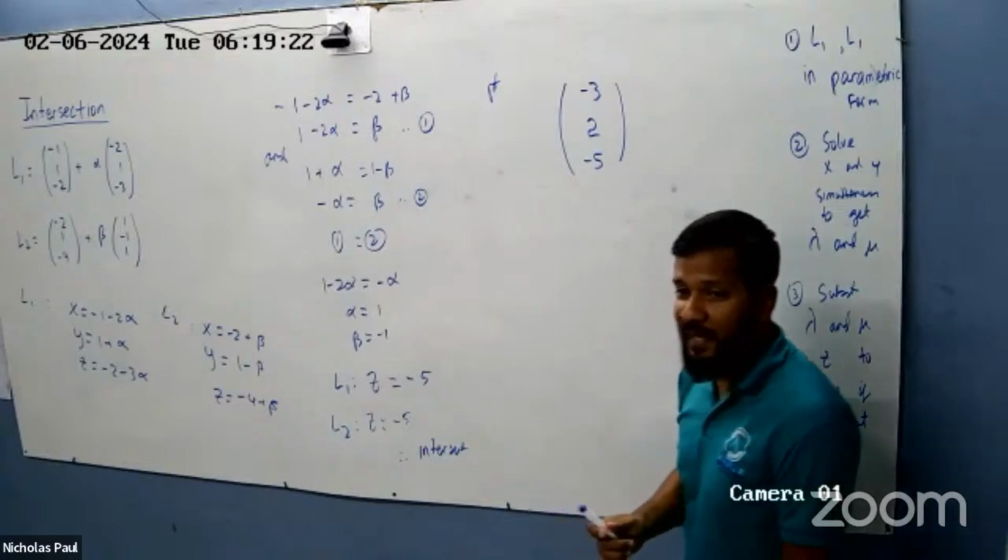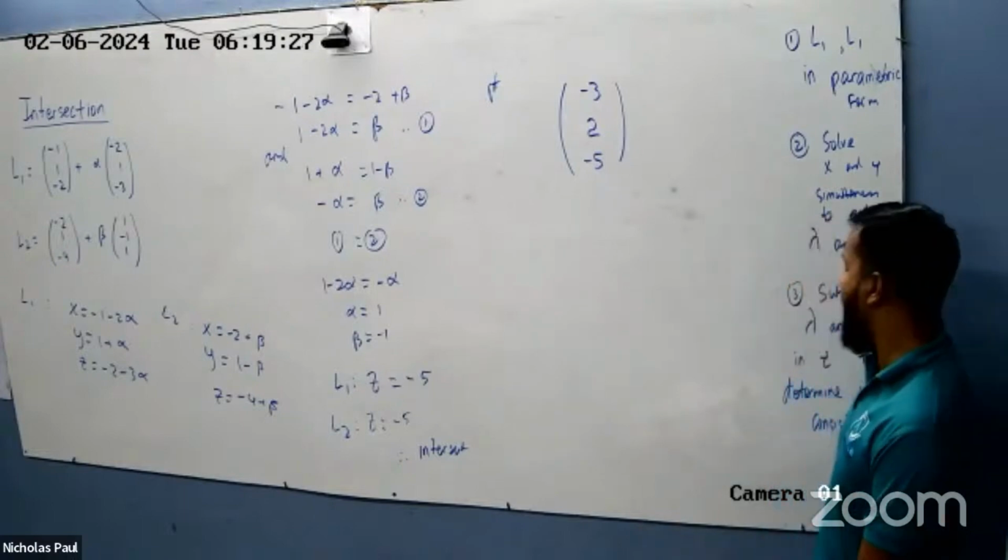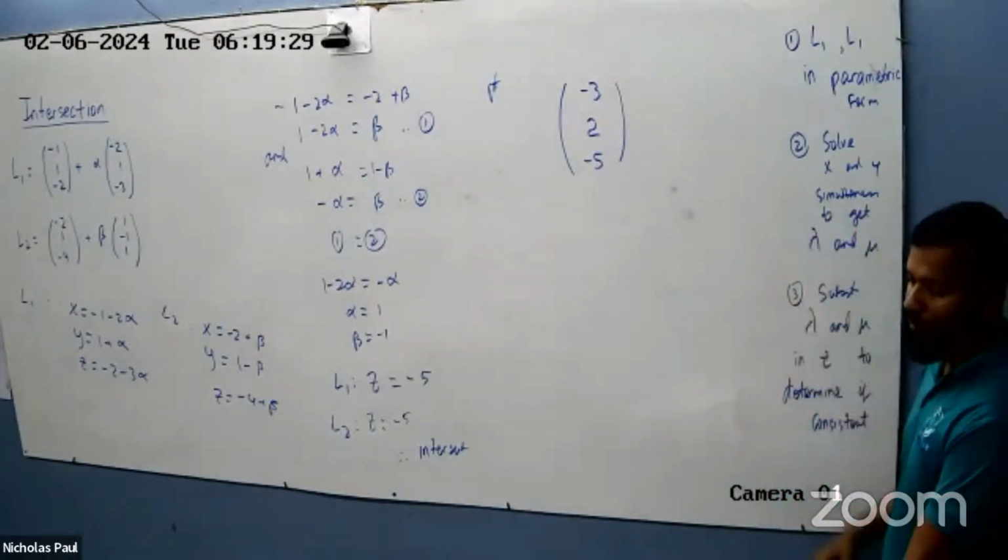So these lines are not skewed. These lines intersect. All right? Remember, if they don't intersect and they don't parallel, they are skewed.